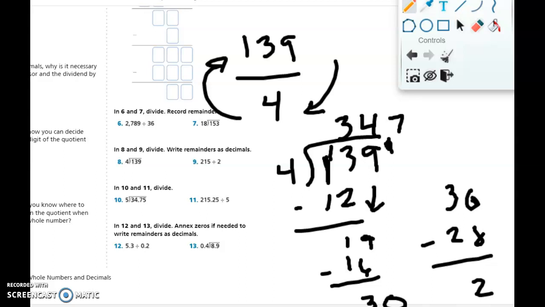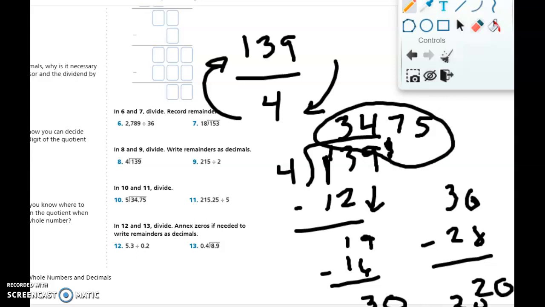I still have a remainder. So I'm going to add another 0, and I'm going to ask myself how many times does 4 go into 20, and it goes 5 times. When I multiply 5 times 4, I get 20. So now I do not have a remainder left. I have 34.75, or 34 75 hundredths.